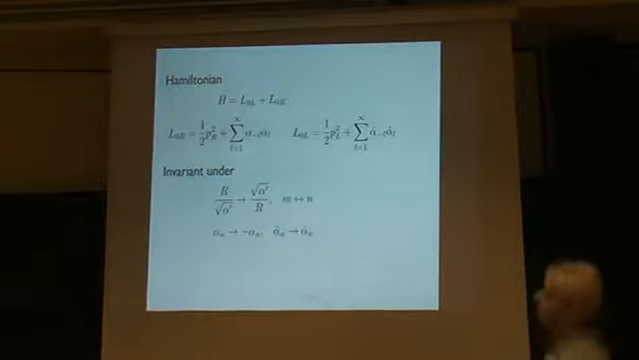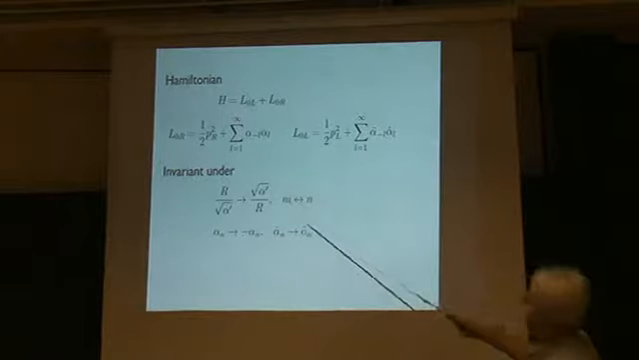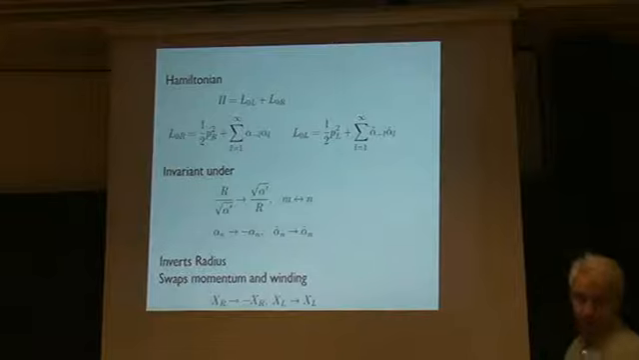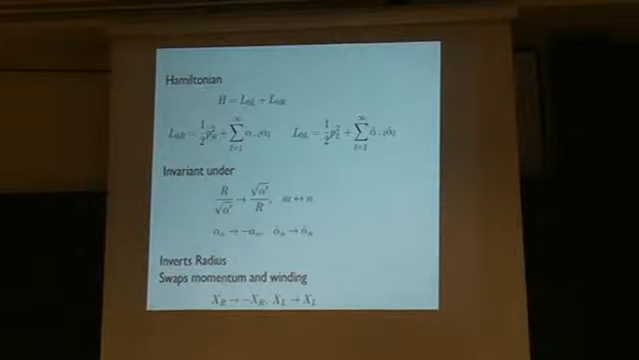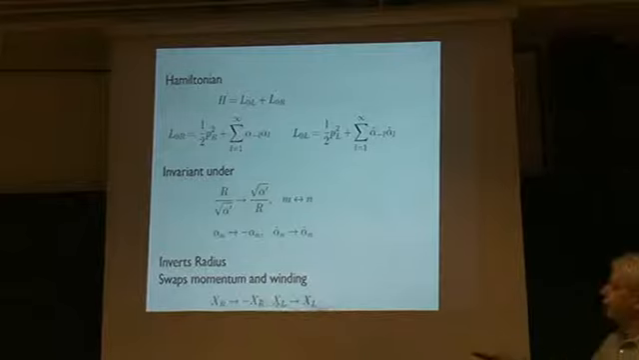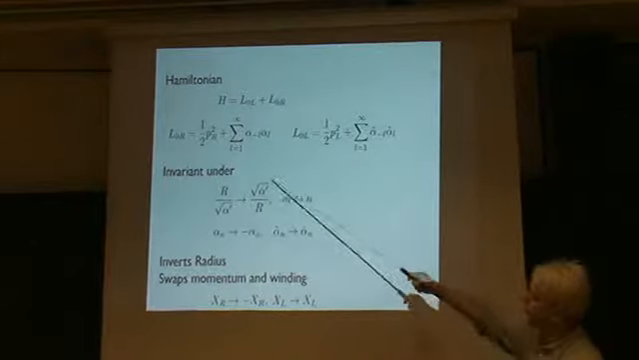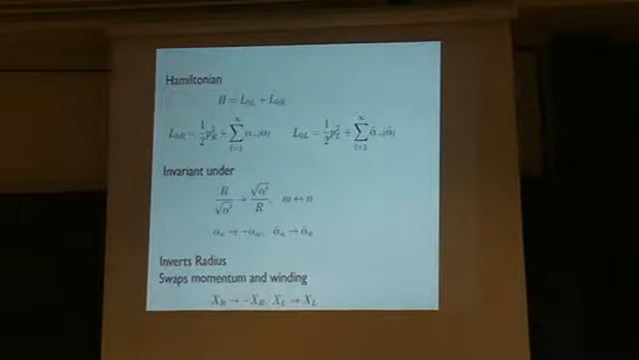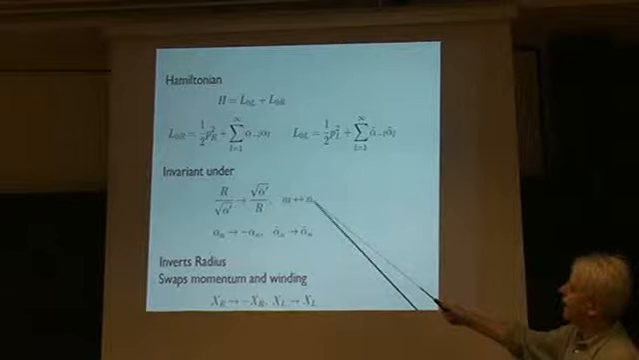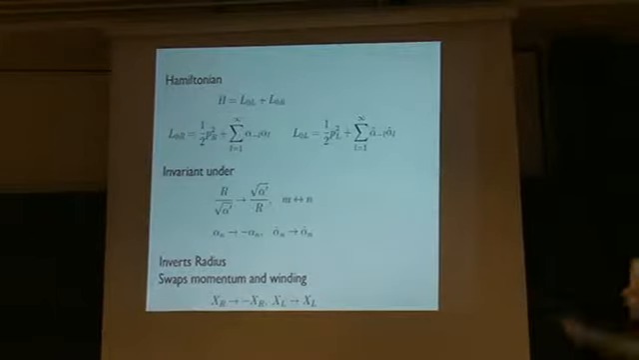And similarly, if we flip the sign of these oscillators with respect to these, this also leaves this invariant. So, put together, we have a transformation which takes XR to minus XR and XL to XL, which inverts the radius, takes R over root alpha prime to root alpha prime over R, and swaps the momentum n with the winding m. And here we see it's the symmetry of the Hamiltonian.